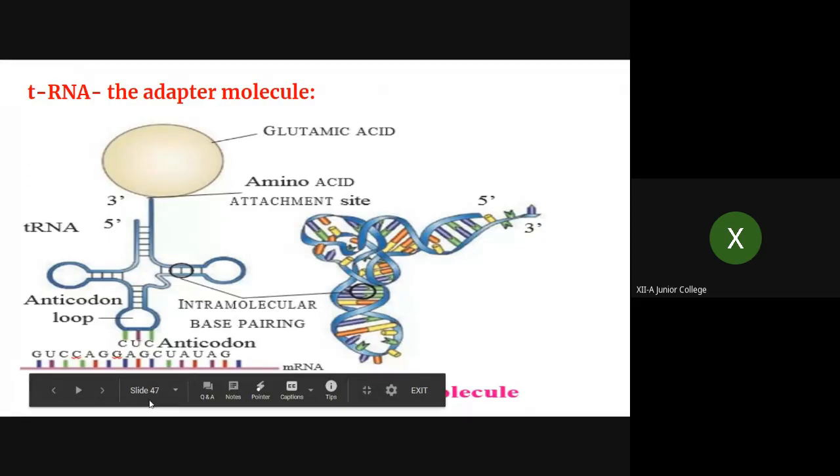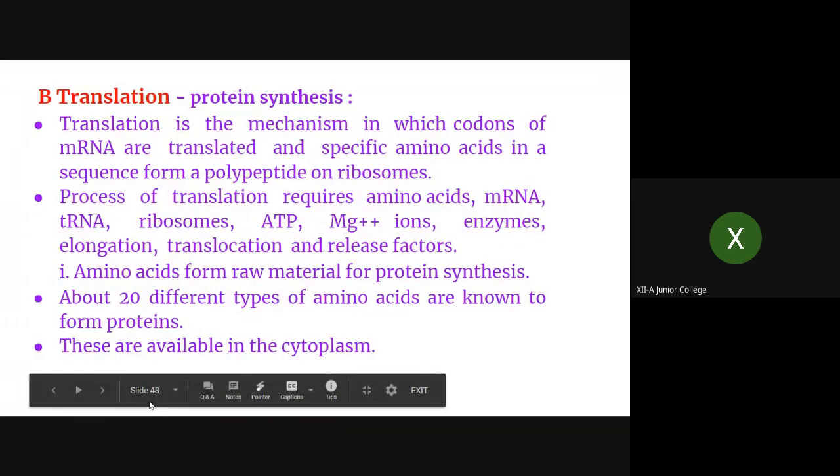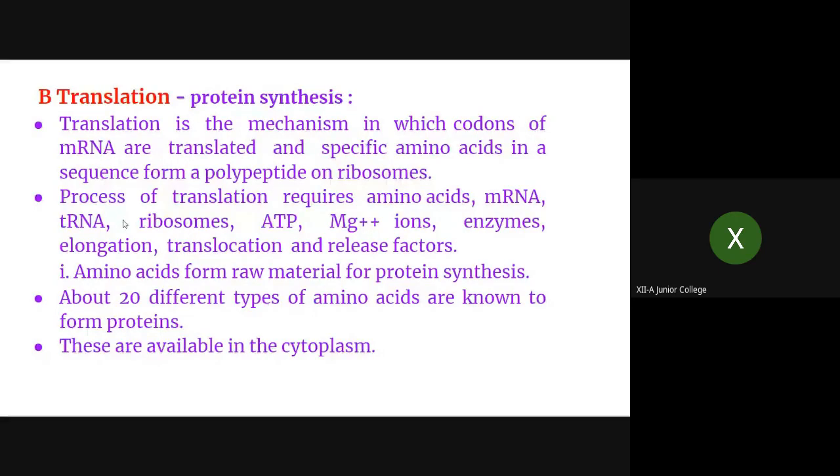Now we'll start with the actual process of protein synthesis, that is the second step of protein synthesis. This is called translation. Now everybody knows the meaning of translation. Whatever information is carried on mRNA from DNA is to be translated, and that work is what is called translation, because that information is in a coded language, in the form of genetic codes, and that is to be translated in a specific way.